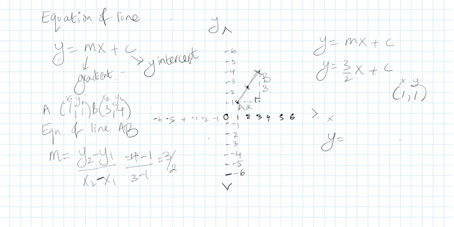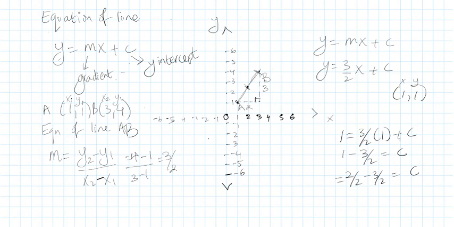So what I'm going to do next is replace these two values in the equation. So y is 1, so 1 is equal to 3 over 2 times 1 plus c. So 1 minus 3 over 2 is equal to c. So what is c? 1 can be viewed as 2 over 2. Okay, so we're basically finding 2 over 2 minus 3 over 2, which is minus half.